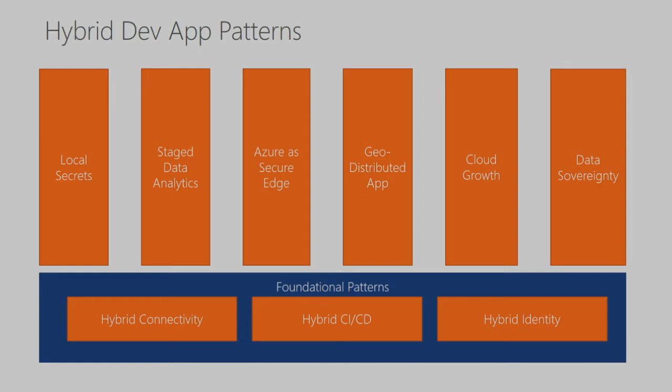The foundational patterns, the patterns that make all of those things I described possible, are that we have hybrid connectivity. Either your Azure Stack is deployed on the public internet, and you can talk to it just the way you would public Azure, or you have a site-to-site VPN set up through ExpressRoute or some other means, or you work with a data center provider to make sure that Azure and Azure Stack can talk to each other.